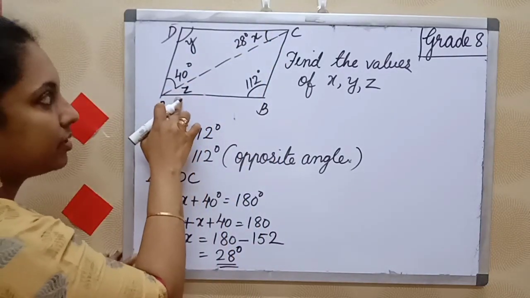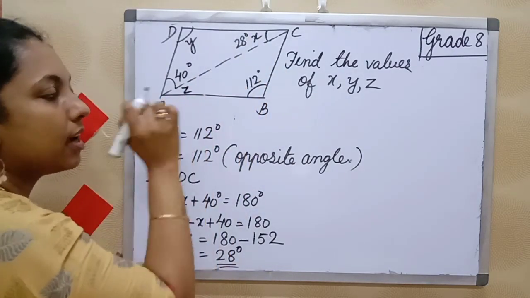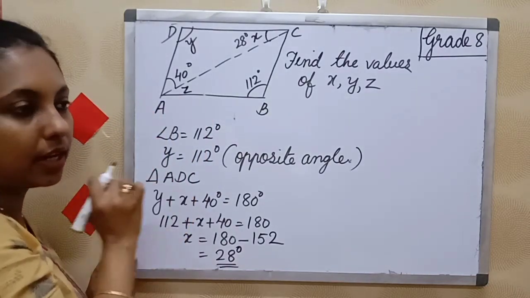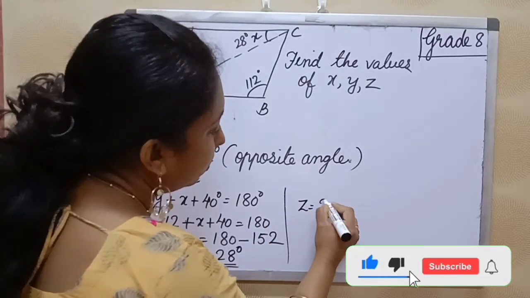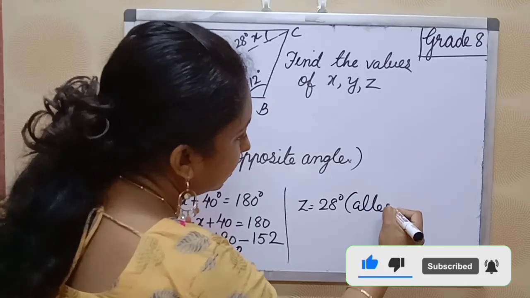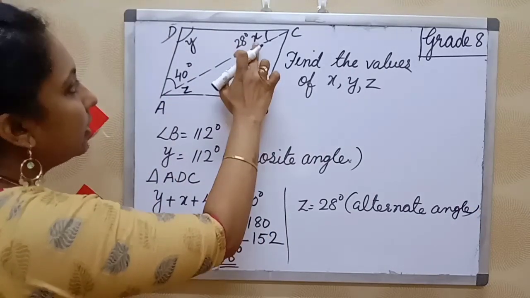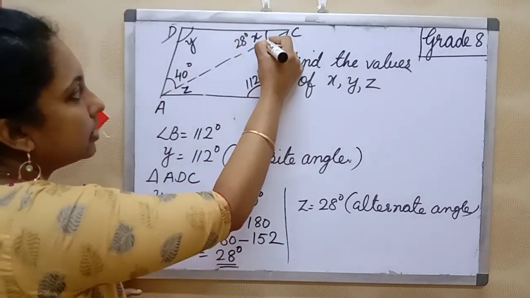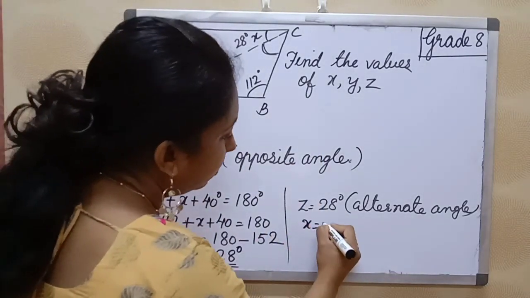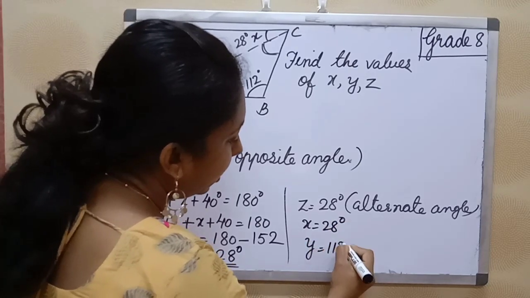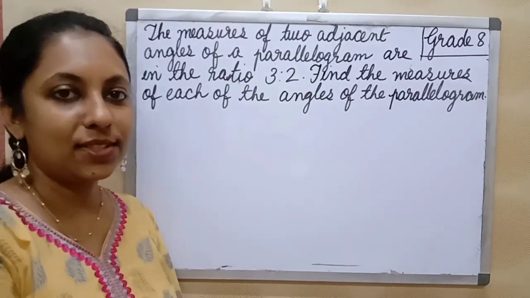Now what is the value of z? X and z are alternate angles. Alternate angles are always equal. So x is equal to 28, z is also 28 degrees. So this angle and this are equal, and this 40 degrees and this angle are also equal. So z is equal to 28 degrees, x is equal to 28 degrees, and y is equal to 112 degrees. Hope you all understood. Next question.